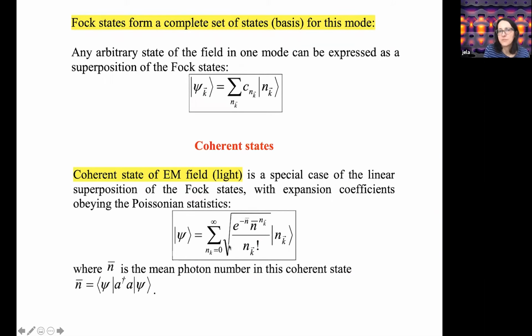So for a coherent state with mean photon number n hat, the coefficients in the superposition of Fock states, the energy eigenstates, would be following Poissonian statistics. Which means that if you have a coherent state of light, the number of photons is not precisely defined, but instead the probability that you have some number of photons nk would be given by Poissonian statistics, the magnitude squared of the coefficient up front.